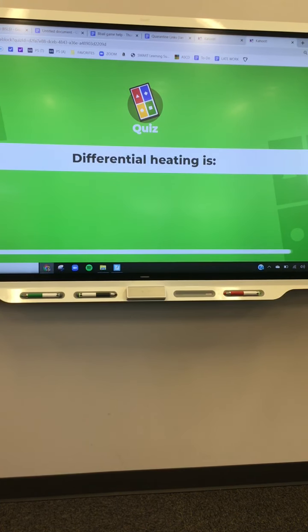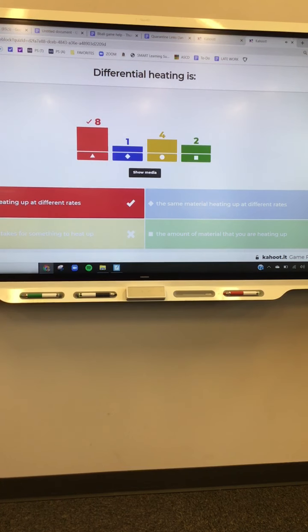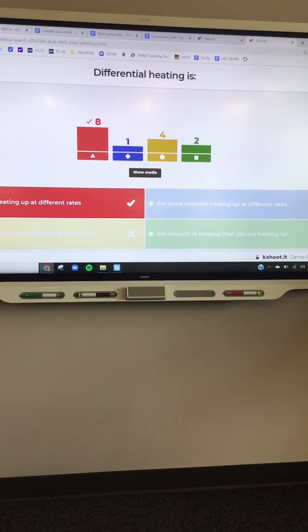Differential heating. This is the start of the last part. Different materials heating up at different rates. The same material heating up at different rates. The length of time it takes for something to heat up. The amount of material that you are heating up. Did that help when I read it really fast? Wow. Differential heating. Can you give me an example on that one? What did we talk about last time? You saw a little animation about this too.